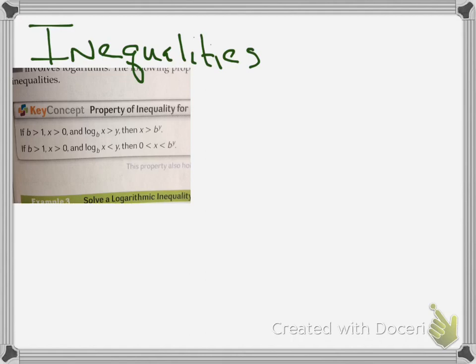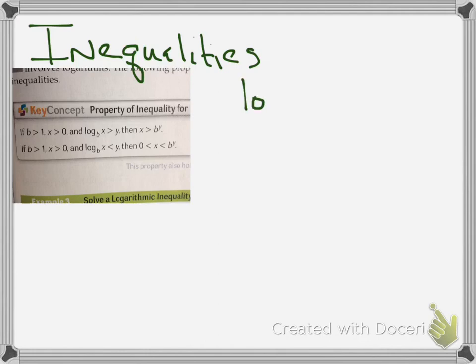All right, so here's the thing. B, the base, is going to be greater than 1. X is going to be greater than 0. So they're saying if you say log base b of x is greater than y, then the answer is x is greater than b to the y power. If you say it's less than y, then it has to be between 0 and b to whatever power.